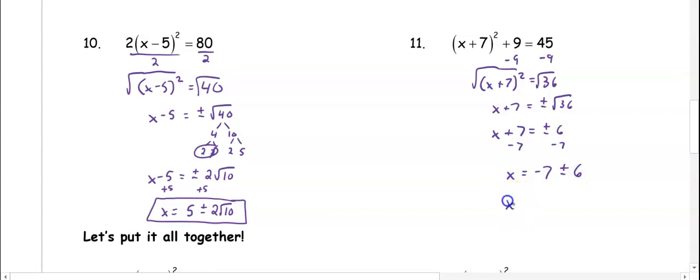Because there's no square root involved, we can get our 2 x answers by splitting this. So we have negative 7 plus 6, which gets us negative 1. And we have negative 7 minus 6, which gets us negative 13.